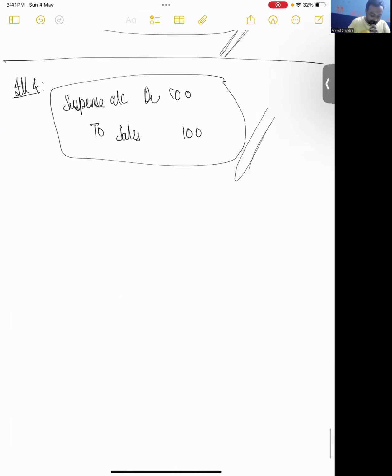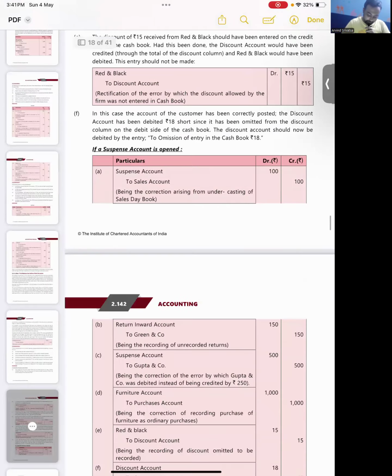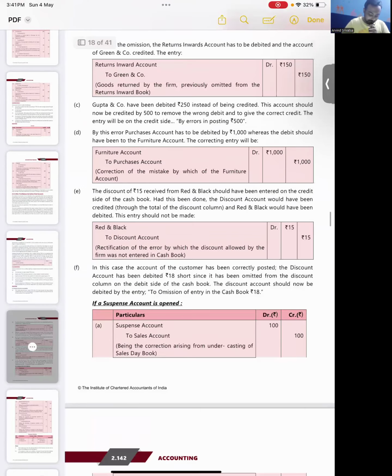So what is the entry we will be passing? Return inward account debit to Green and Co. That's it, sir. Very simple, sir. That is it, sir. 150. Okay. Yes, sir. Perfect, sir. Right, sir. Super, sir.